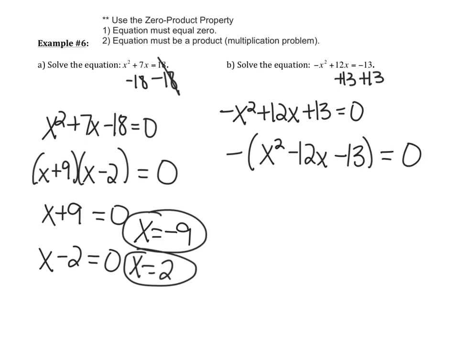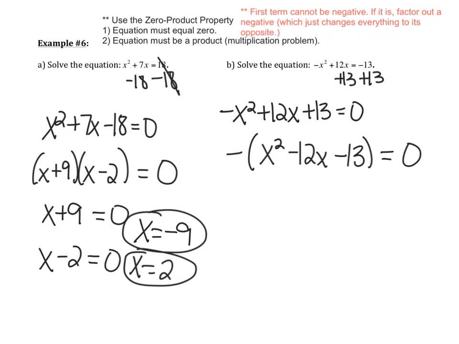So think about redistributing this negative sign. So negative times x squared would give me that negative x squared. Negative times a negative is a positive, so I'd get that positive 12x back. And then a negative times a negative gives me a positive, so I'd get that positive 13 back. So again, your first number cannot be negative. If it is negative, take a negative out. So make sure that you have this written down. If the first term is negative, factor out a negative, which just changes everything to its opposite.